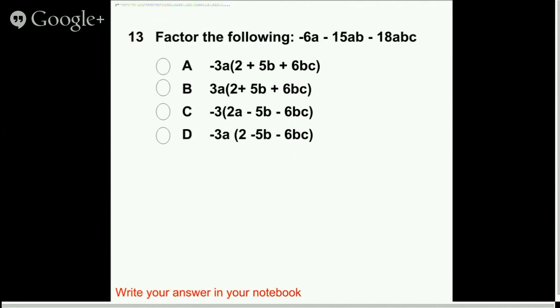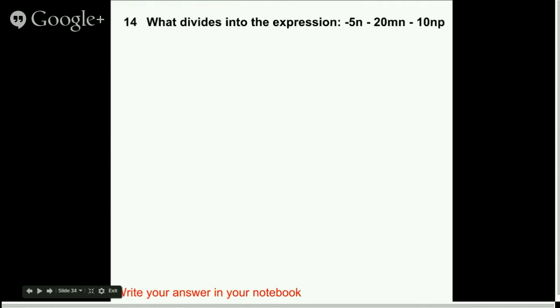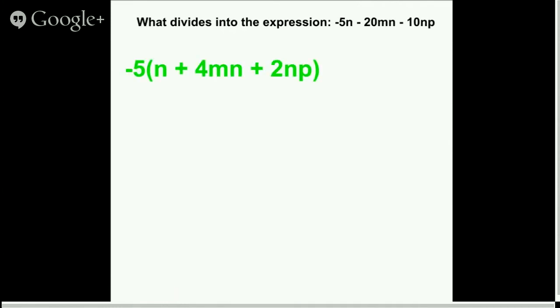All right, you could pull out a negative 3a. If you pull out a negative 3a, you'd get negative 3a times 2 plus 5b plus 6bc. So the correct answer is A. All right, try this one in your notebook. Go ahead and pause it. Okay. So the correct answer to this, you could factor this like that.